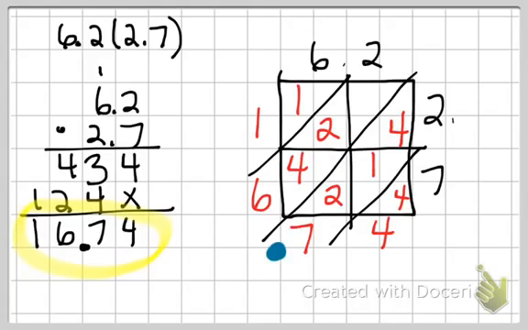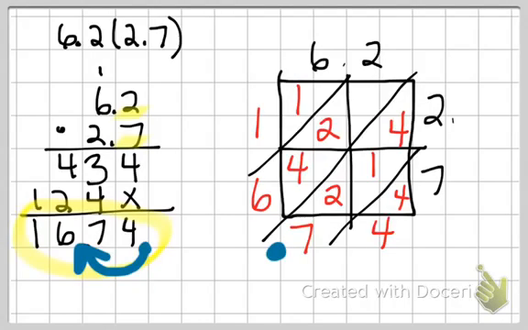The trick or rule is to count how many digits are to the right of the decimal in your entire question. In this instance, you have 2, and since it starts here, you move that many numbers over to the left, and your answer is 16 and 74 hundredths.